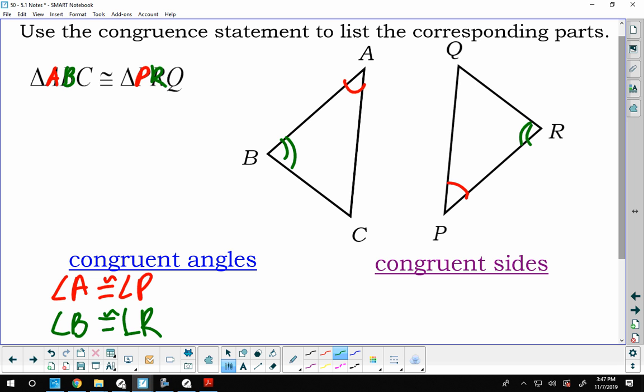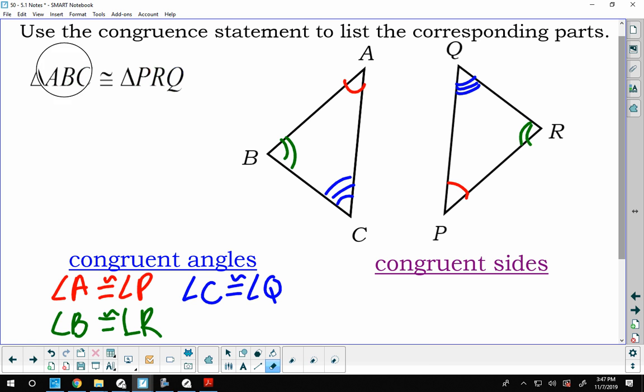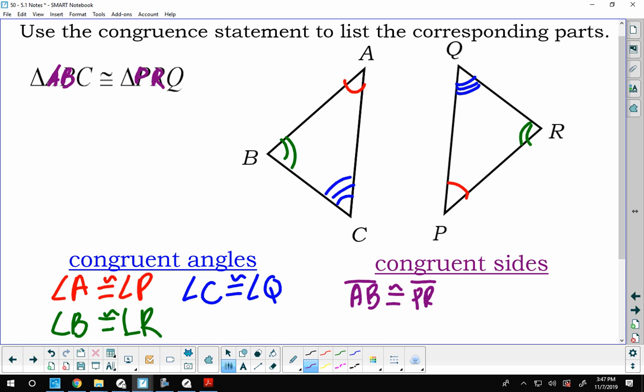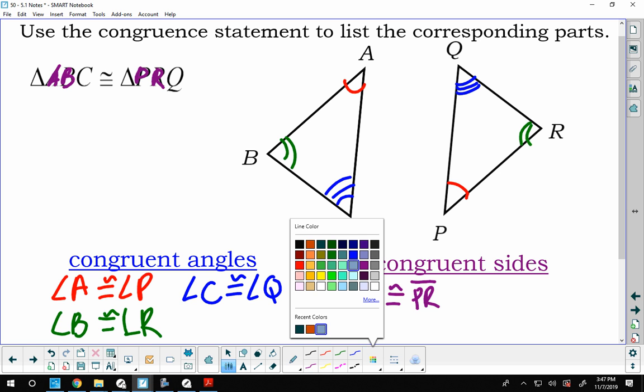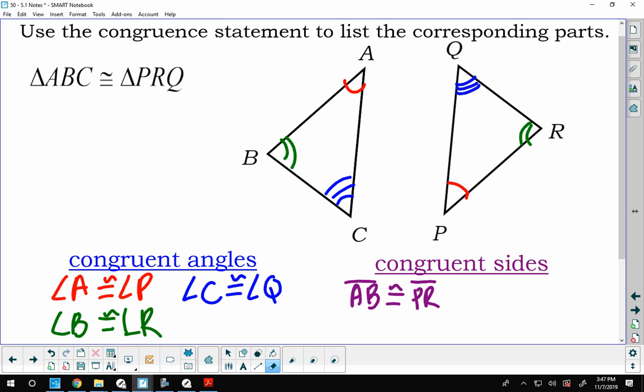And angle C is congruent to angle Q. Let's look at the first two letters for the first two sides. So side AB is congruent to side PR. So segment AB is congruent to segment PR. Then let's look at the second two letters. Segment BC is congruent to segment RQ.